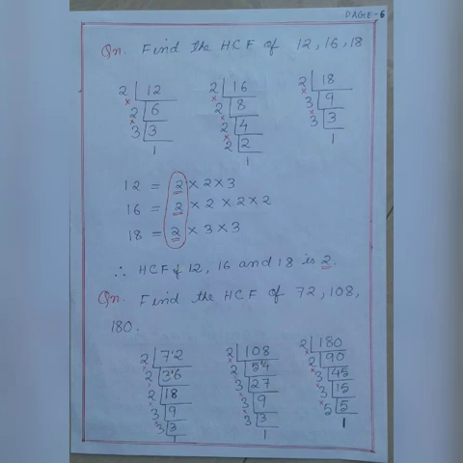So using the short division method, if I find the prime factorization of 72, I get 2 into 2 into 2 into 3 into 3. If I find the prime factorization of 108, I get 2 into 2 into 3 into 3 into 3. If I find prime factorization of 180, I get 2 into 2 into 3 into 3 into 5.